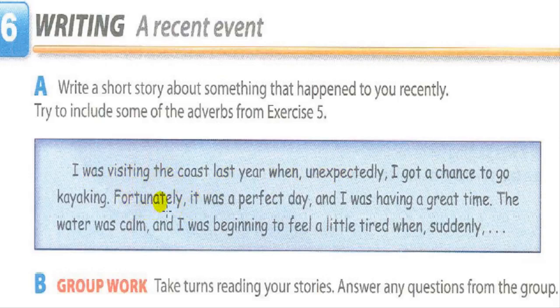You should write in a professional way. Don't write any sentence alone, like I was visiting the coast last year, full stop. No. From now on, you should write every two or three sentences together. Use conjunctions like when, as, while, if. Relative pronouns, relative clause, who, which, that. Use adverbs, fortunately, luckily, recklessly, suddenly. In this way, we make the whole paragraph as one unit.